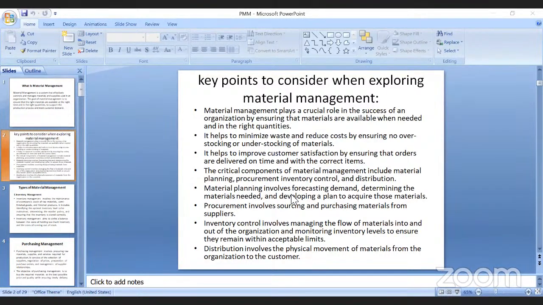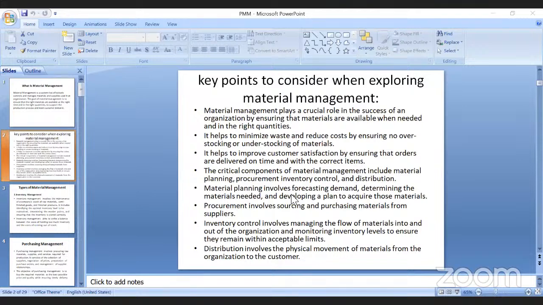When we need the materials, you have to ensure that they are available or not. In an organization, when you want to produce any kind of product, first of all you have to check whether the materials are ready or not. Am I right? Yeah.